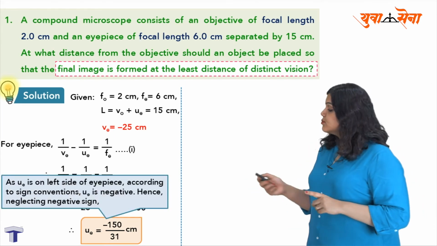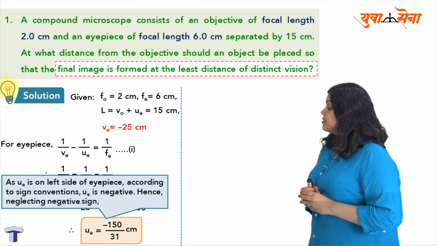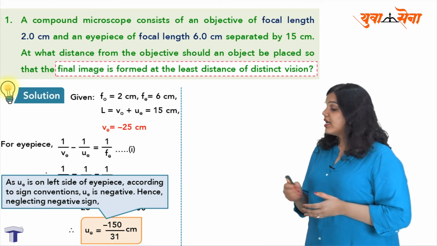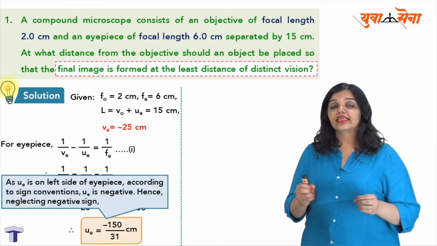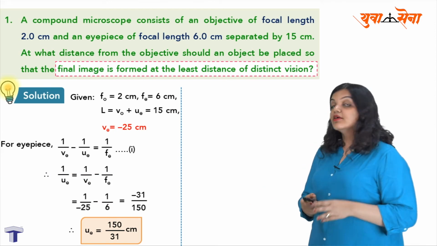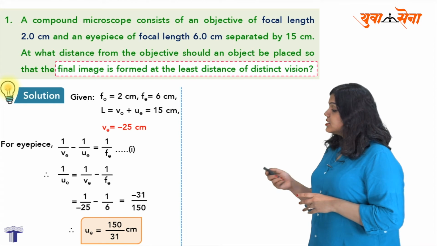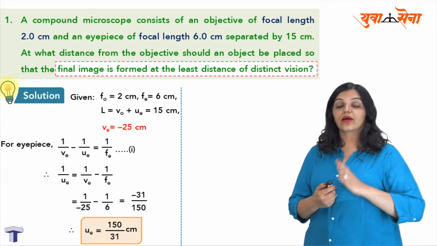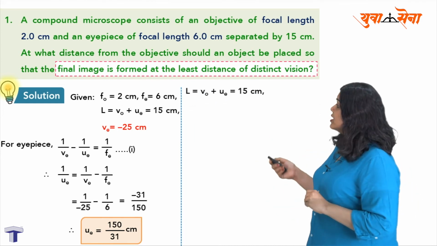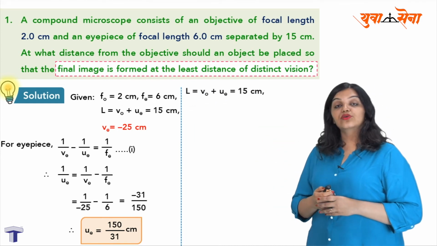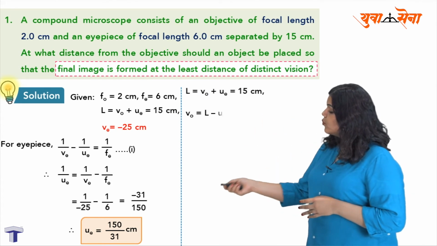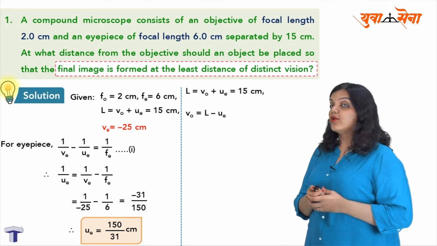Now, recall that this minus sign is only an indication that according to sign convention, your object must be on the left side of the eyepiece, and therefore, in case of distances, I don't need this minus sign. If I just want to ask what is the distance, then I don't have to say minus because distance is never negative. So, the distance from the eyepiece of the object is 150 upon 31 centimeter only. And why am I asking you what is the distance? Because the total distance, that is L, is equal to V naught plus UE, and that is 15 centimeter. Now, we already know what UE is, and therefore, this can help us to find what is V naught.